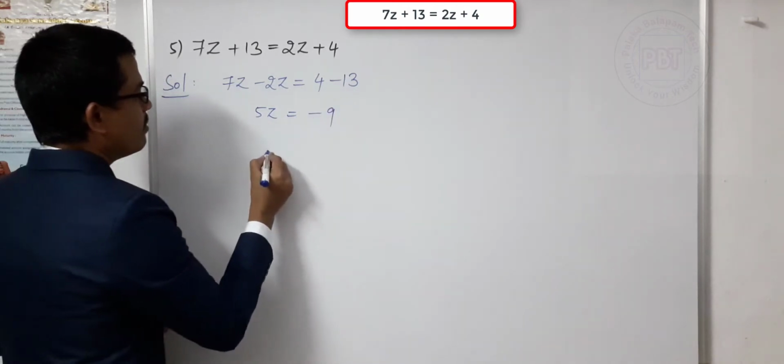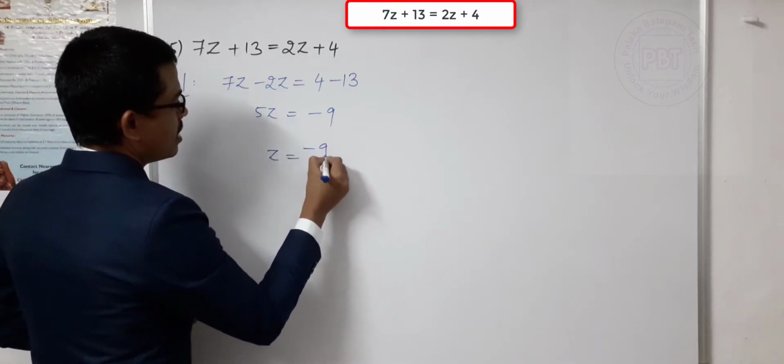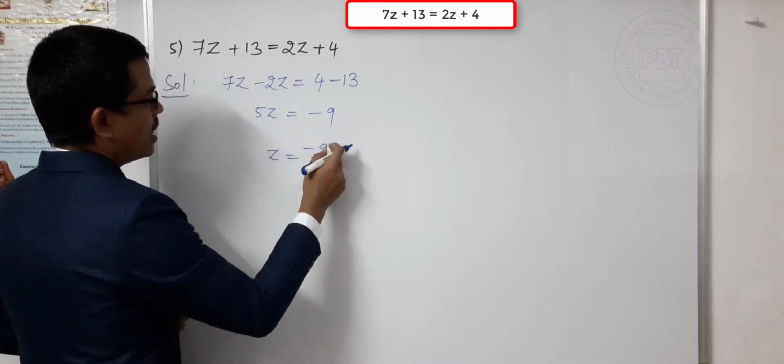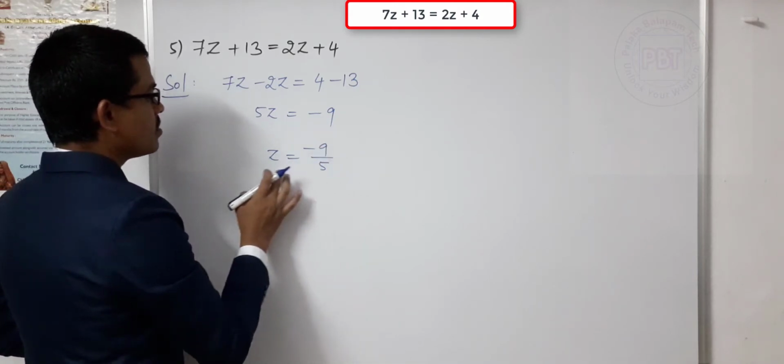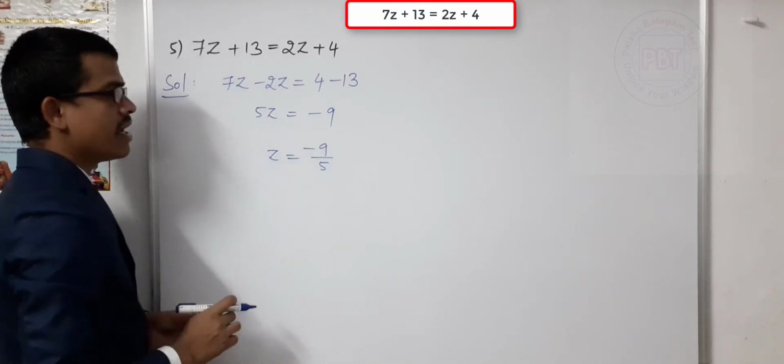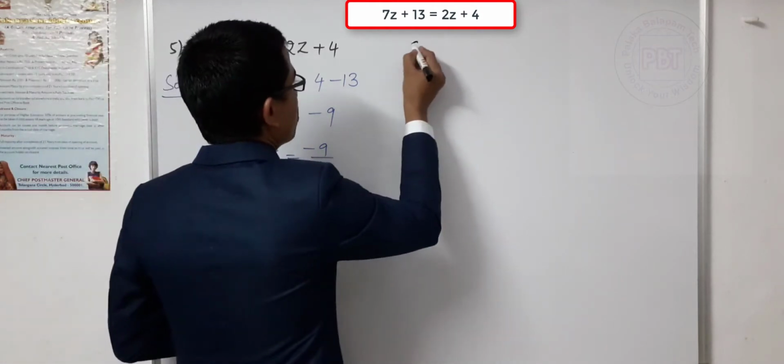Minus 9. From this z equal to minus 9 by 5. So 9 and 5 we cannot cancel in any table. So it is the simplest form. So therefore the z value is minus 9 by 5. Now let us see the shortcut method.